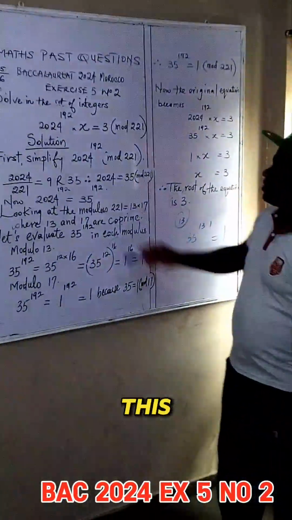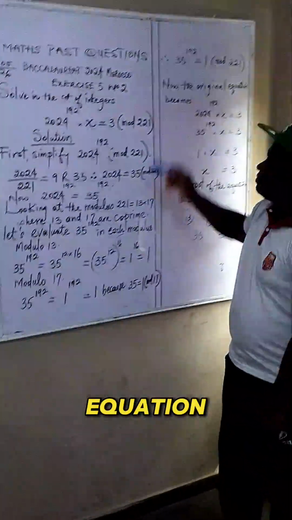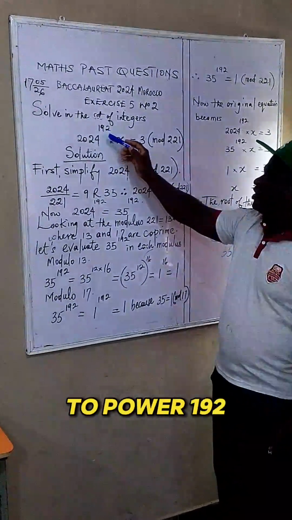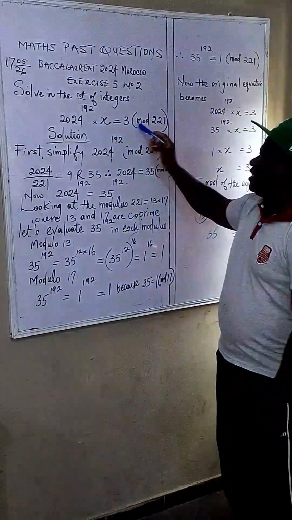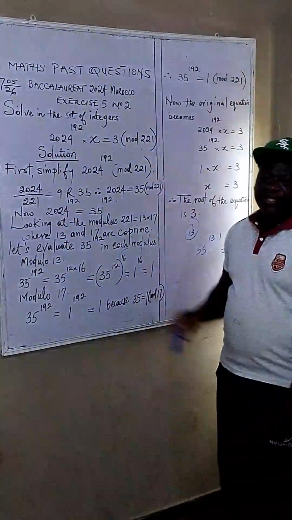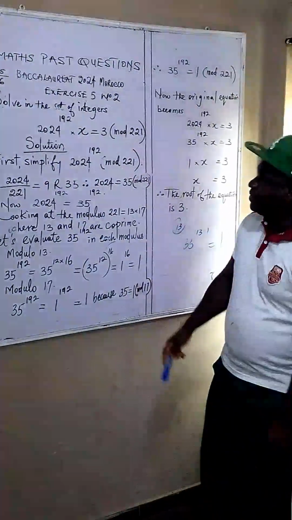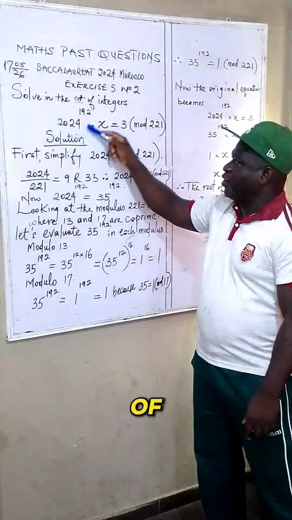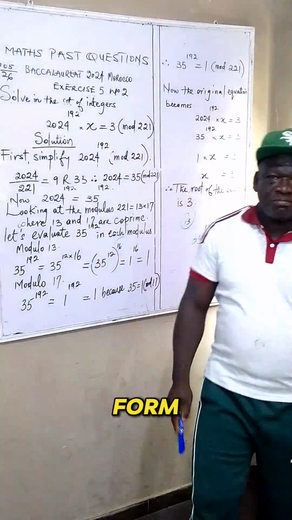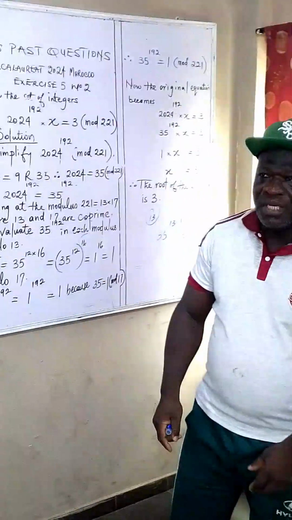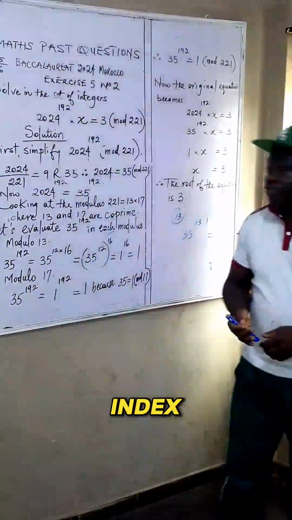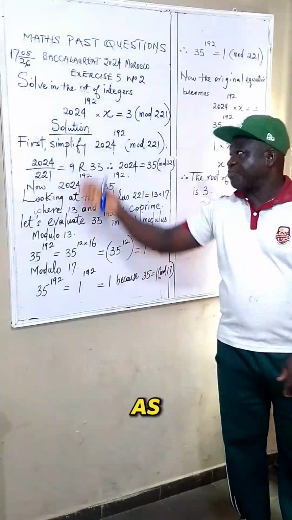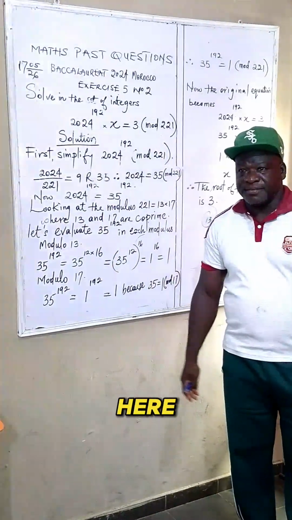Today we are going to look at this complex equation: 2024 raised to power 192 times x is congruent to 3 modulo 221. To start with this index form, first of all, we are going to simplify it. The best way to simplify index form is to make the base as small as possible. You can do that here.